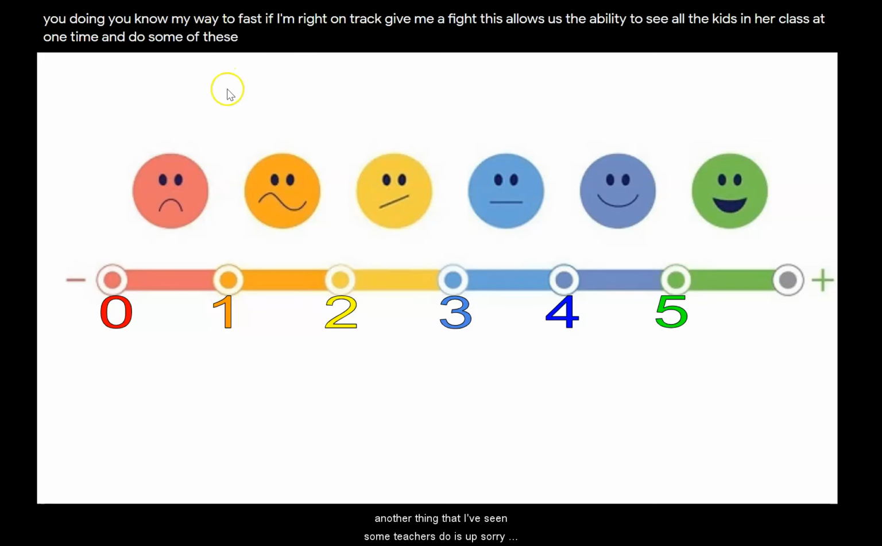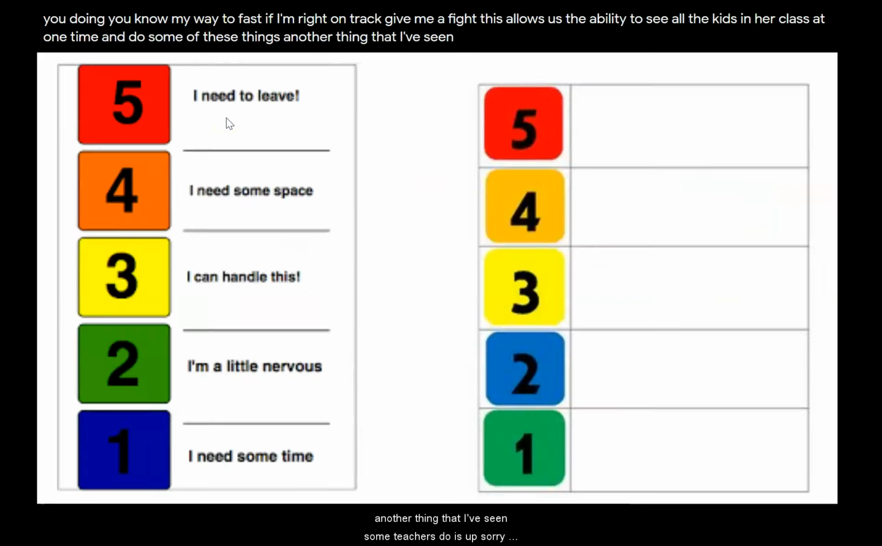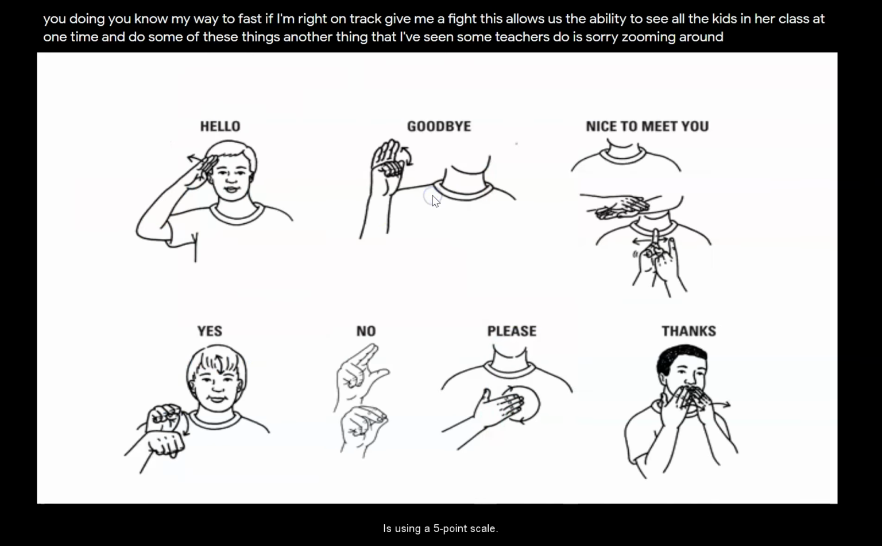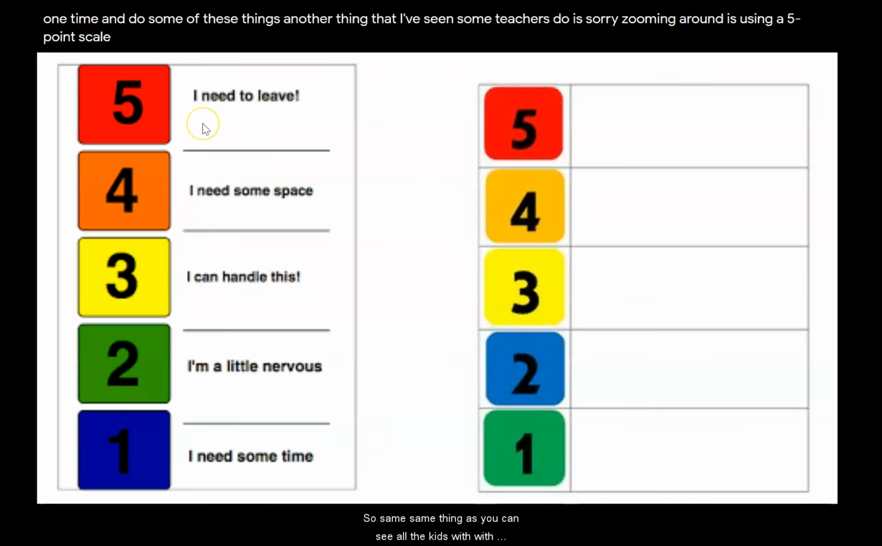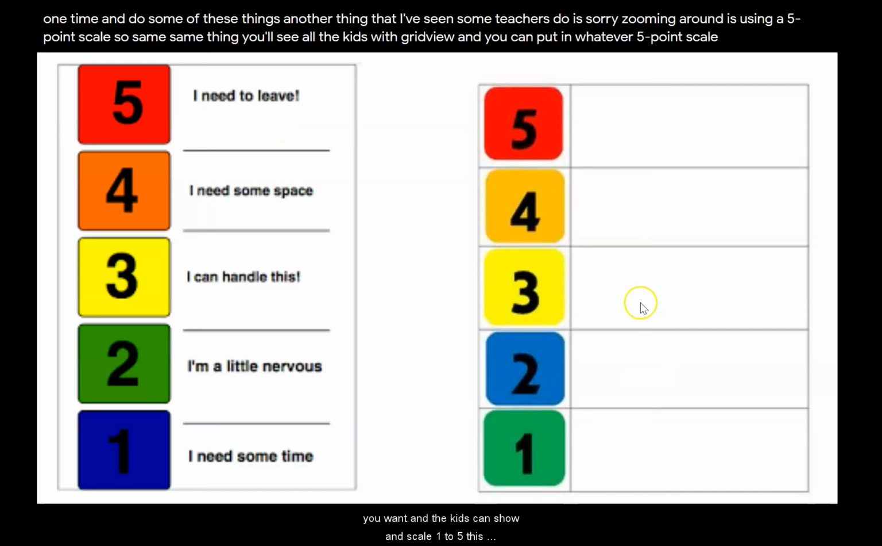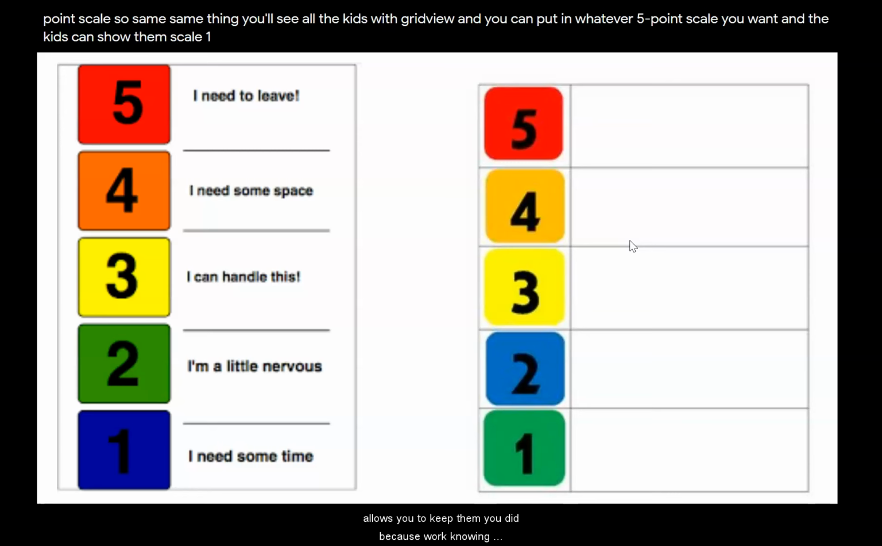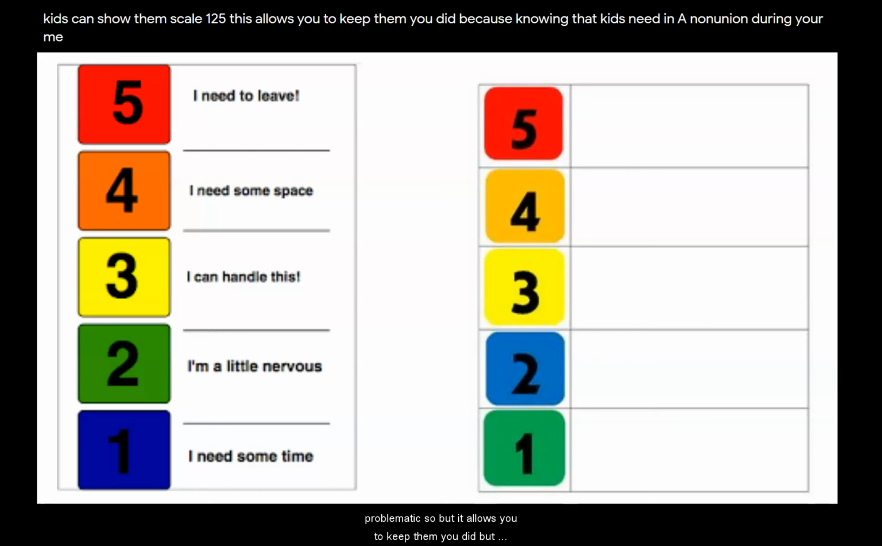Another thing that I'm seeing some teachers do is using a 5-point scale. Same thing. You can see all the kids with that grid view, and you can put in whatever 5-point scale you want, and the kids can show from 1 to 5. This allows you to keep them muted, because we know that kids muting and unmuting during your meets can be very problematic. But it allows you to keep them muted, but still get some feedback.